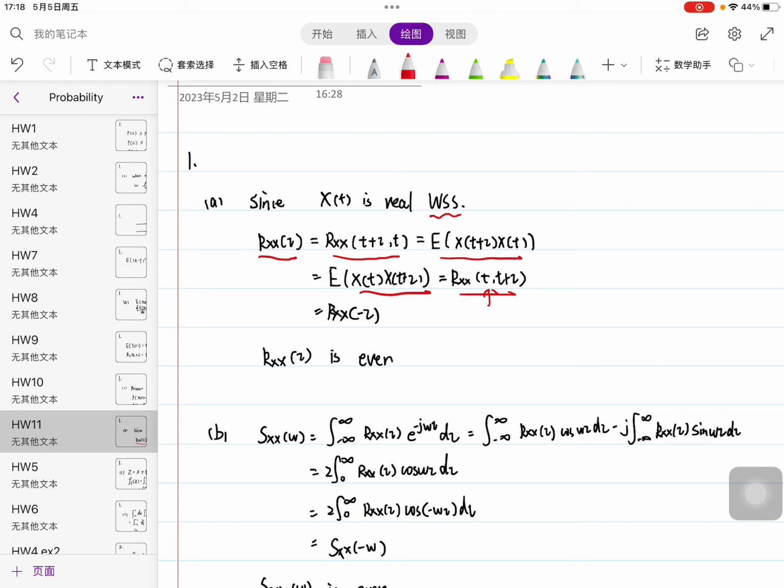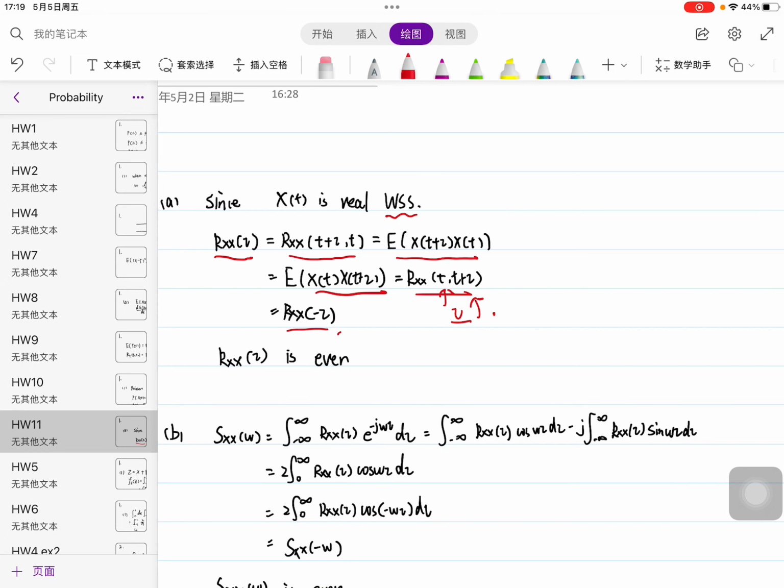Here, since it is WSS, the interval is also tau, right? That's why we could write it as this. Then the autocorrelation of minus tau is equal to that of tau, so this is even.